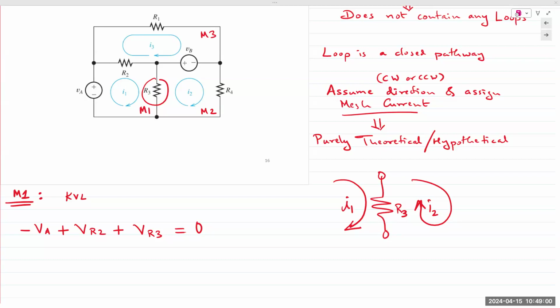So the question being asked is, what is the unknown variable? The unknown variable would be the mesh currents. And once you have the mesh currents, then we can find everything else in the circuit. So we can find the voltage drops, we can find the currents flowing through the circuit, we can find everything else.